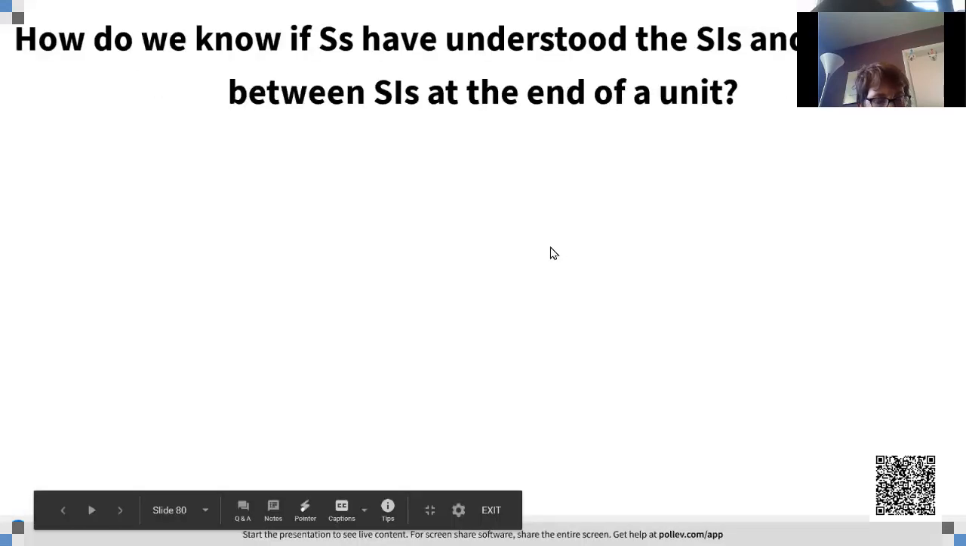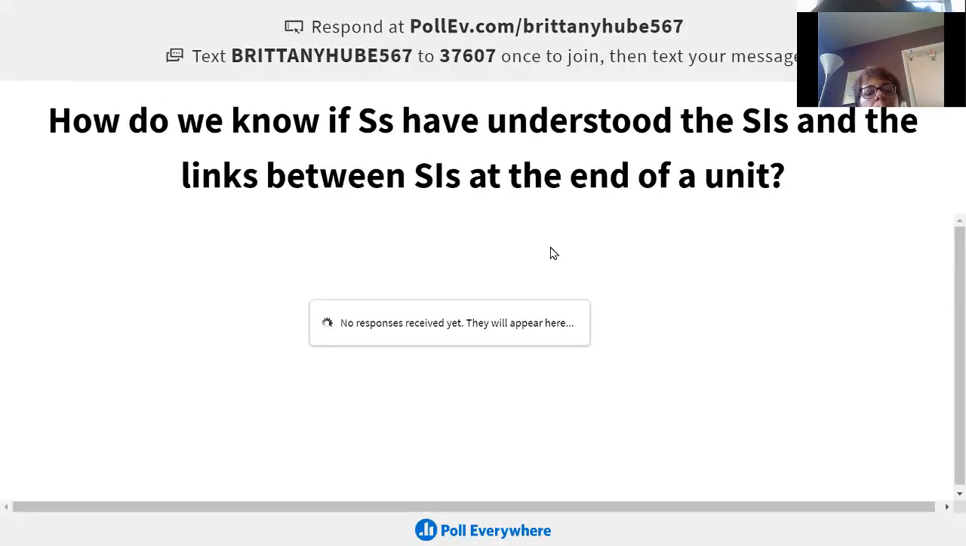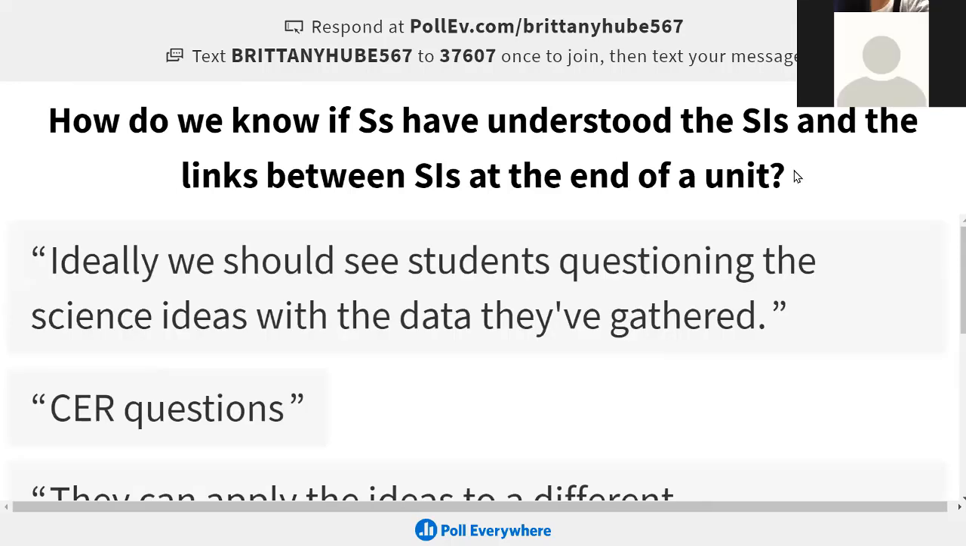So the last question I have before we get into our breakout groups, how then do we know if students have understood the science ideas and the links between the science ideas at the end of the unit? I love it. These are great.